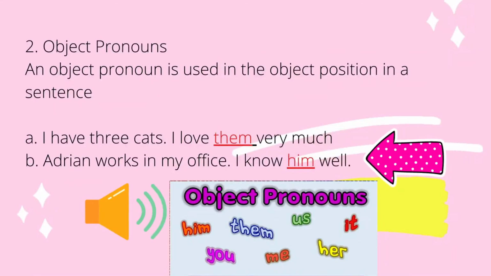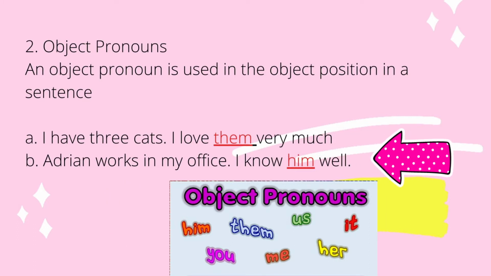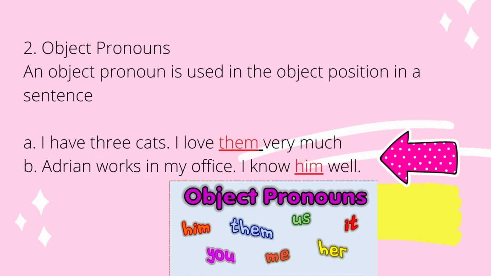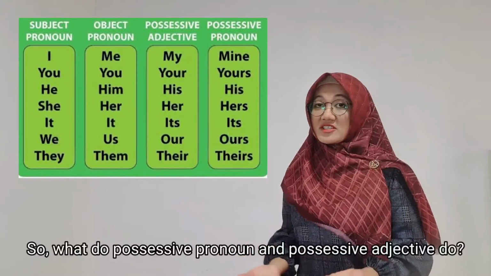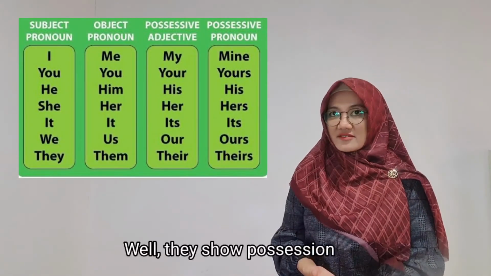An object pronoun is used in the object position in a sentence. Okay, look at this example. I have 3 cats. I love them very much. Adrian works in my office. I know him well.